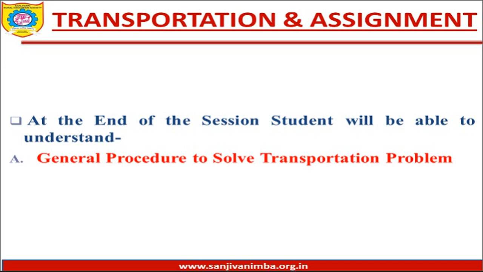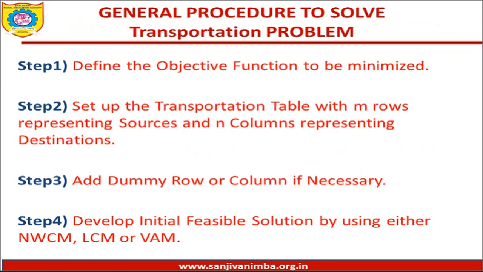Now let us move further to understand the general procedure to solve the transportation problem. These are the steps that are supposed to be followed before solving a transportation problem. Step number one, define the objective function to be minimized. In the majority of cases in transportation, the objective would be to minimize the cost of transportation. Step number two, set up the transportation table with m number of rows representing the sources and n number of columns representing the destinations.